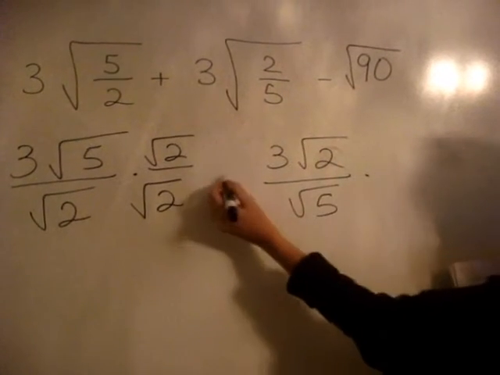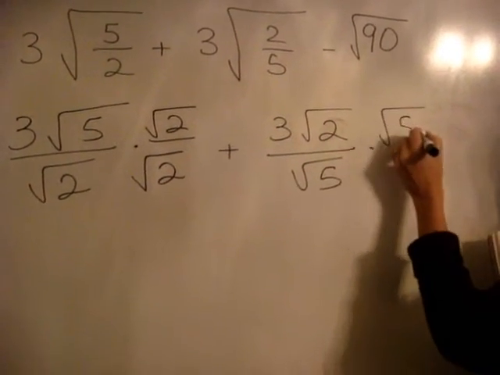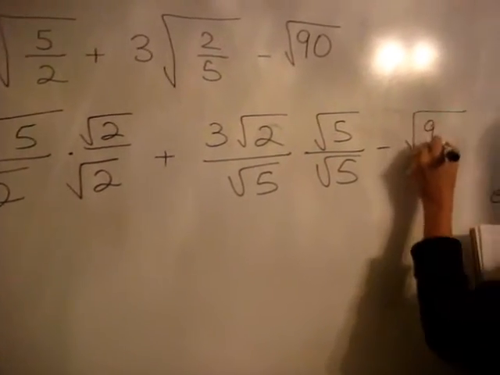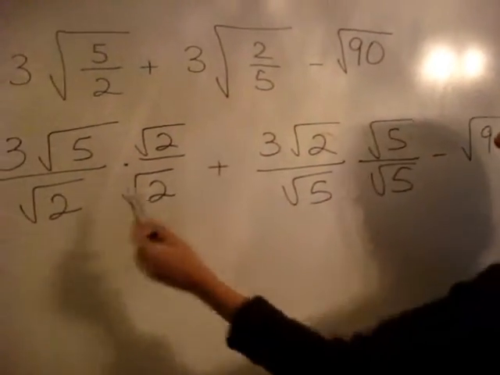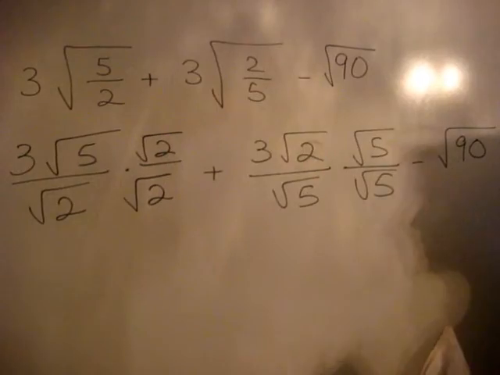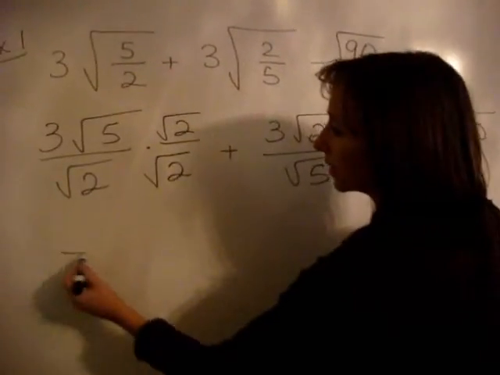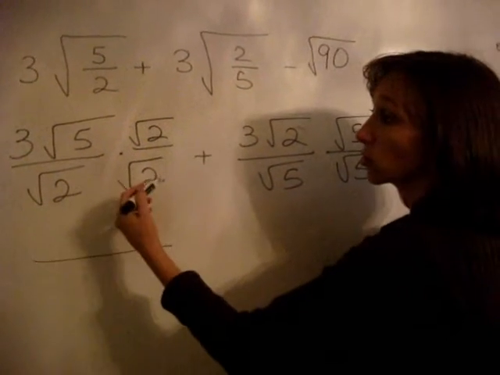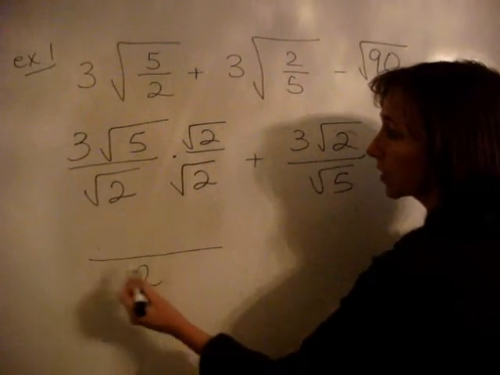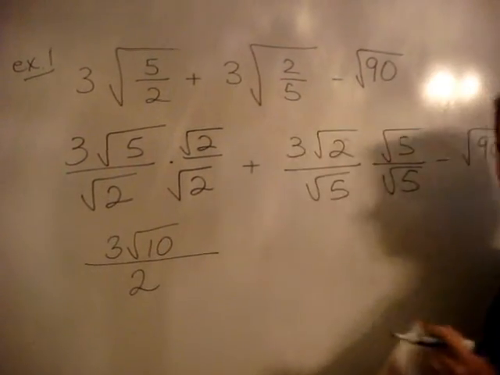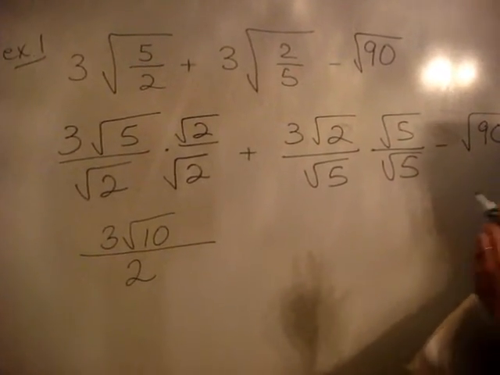So let's rationalize this one, square root of 5 over the square root of 5. And over here we have the square root of 90. Remember, you can't have a radical in the denominator. It's not simplified. By taking the square root of 2 times the square root of 2, it just gives us a square root of 4, which is 2. And on the top we have 3 times the square root of 10. So that one's simplified, can't do anything else to it.